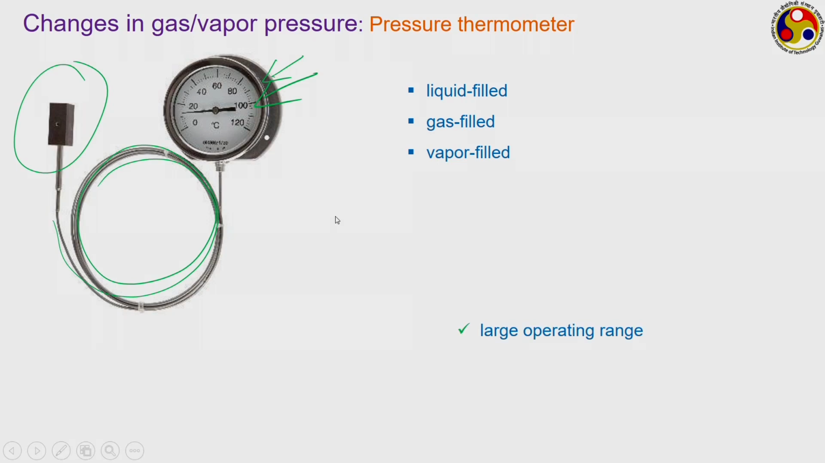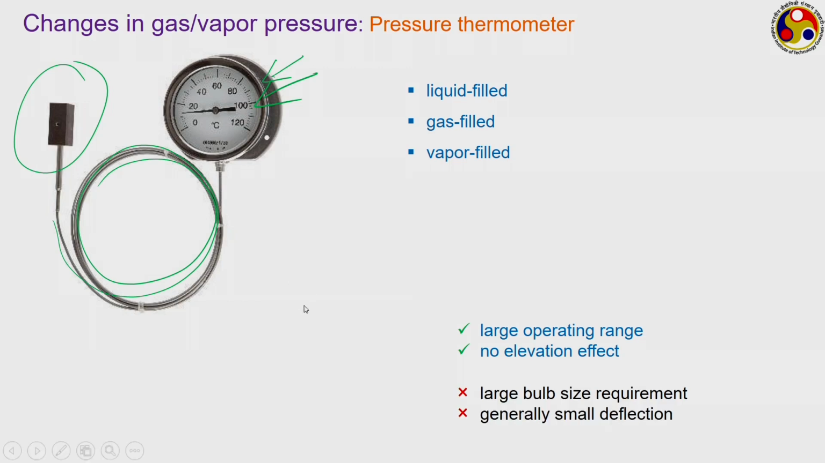They generally have a very large operating range, much larger compared to the earlier ones that we have discussed. But for the gas filled ones particularly, we can have a very wide range, limited only by the condensation of gases at the lower side and possible dissociation of the gases at very high temperatures. And there are no elevation effects as well, that is they are generally independent of the effect of gravity, but the disadvantage can be large bulb size requirement, and generally they lead to very small deflection unless there is significant change in temperature. So, these gas or vapor pressure based thermometers are generally used more as standards or for calibration purposes.